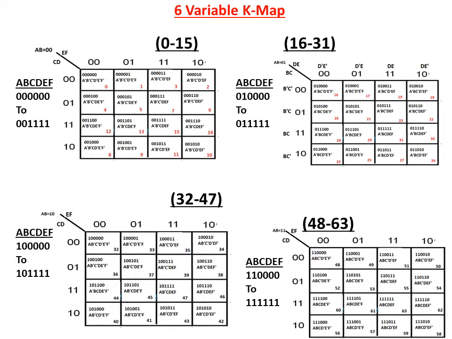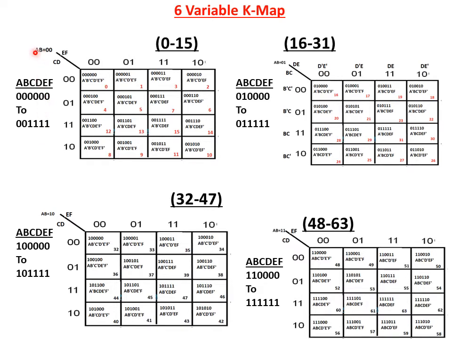The first K map represents 0 to 15, the second K map is 16 to 31, the third K map is 32 to 47, and the fourth K map is 48 to 63 cells. So for the first K map, 0 to 15, the equivalent binary representation is given.